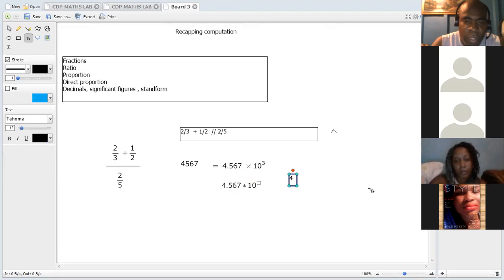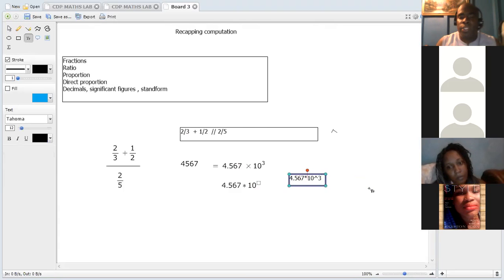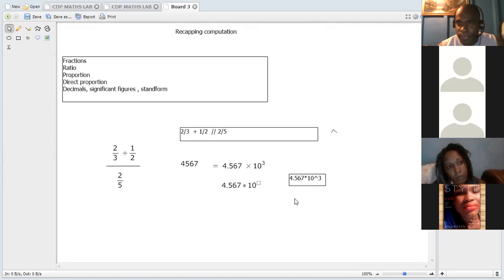4.567 times 10, and here's the symbol, raised to the power of 3. That's how I expect you to write the answer. If you don't write the answer like that, you're going to get it incorrect. This is how you're supposed to write the answer for your standard form questions on the worksheet that I've given you, and also on the test that is awaiting you all. Please bear these things in mind. The double bar here and the asterisk, which means multiply, raised to the power of 3. That is how I want you to write it.